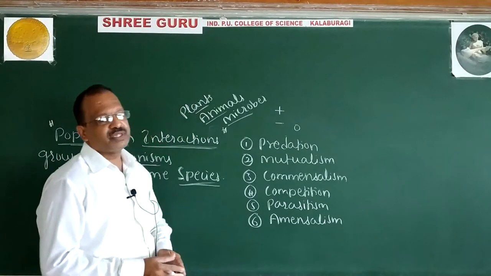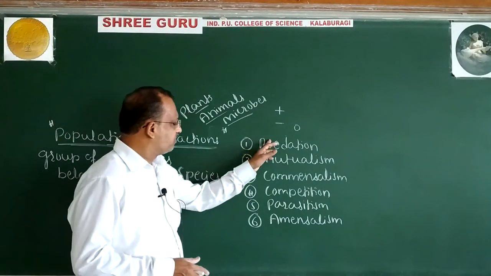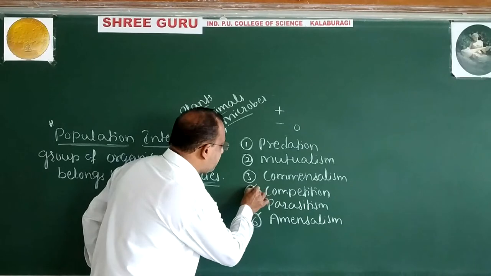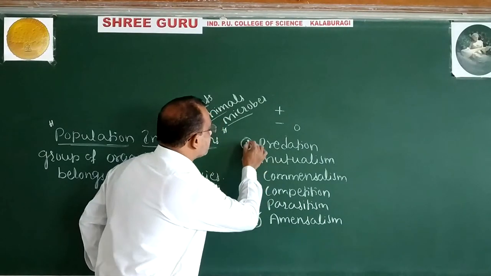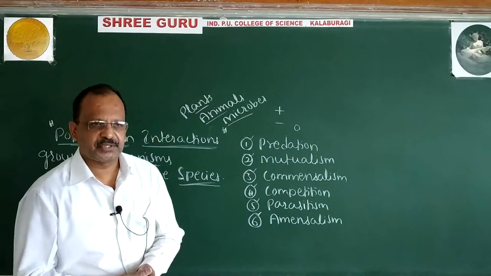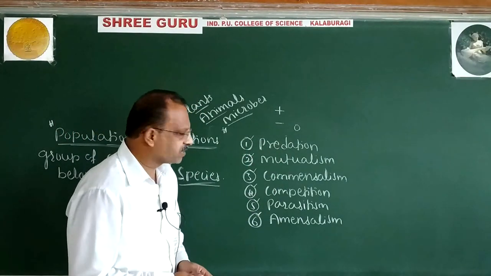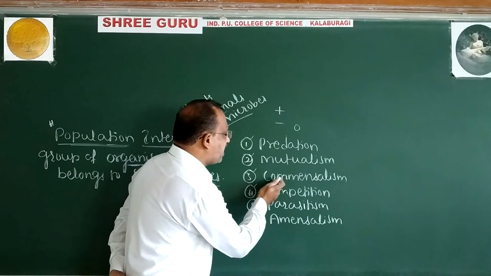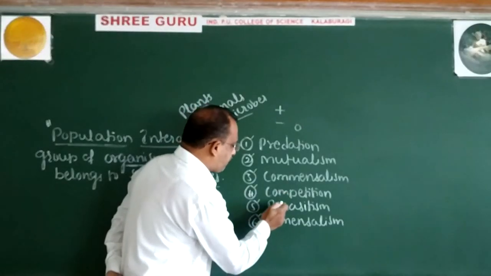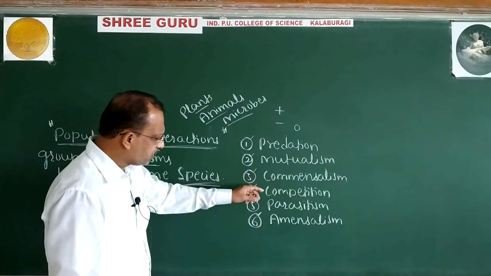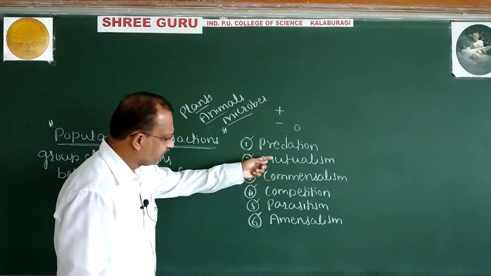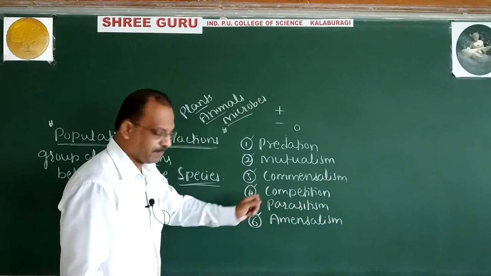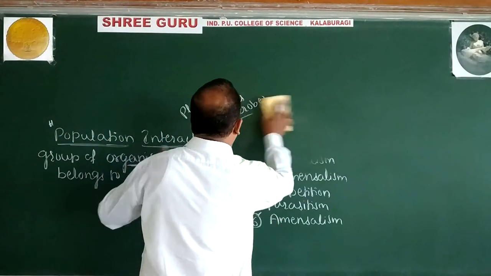There are many biological interactions, but for your syllabus six are included: predation, mutualism, commensalism, competition, parasitism and amensalism. Today I plan to first introduce commensalism and mutualism, then you are going to study amensalism and parasitism. Okay, now look first at commensalism.